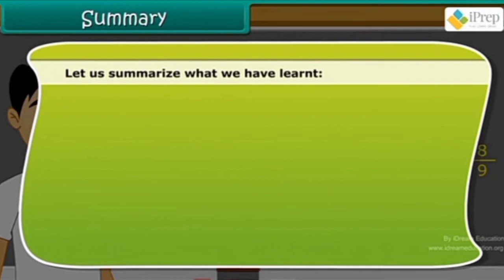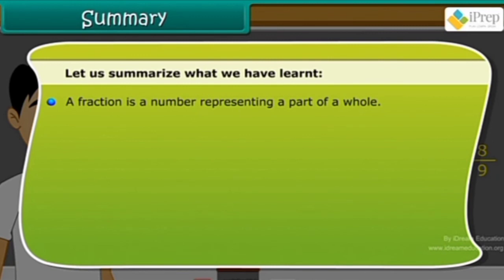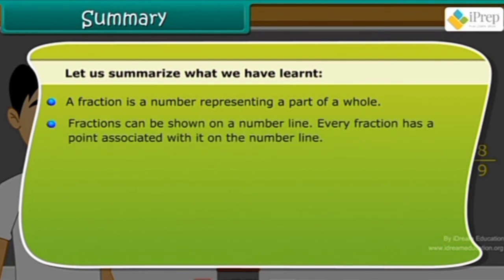Let us summarize what we have learned. A fraction is a number representing a part of a whole. Fractions can be shown on a number line. Every fraction has a point associated with it on the number line.